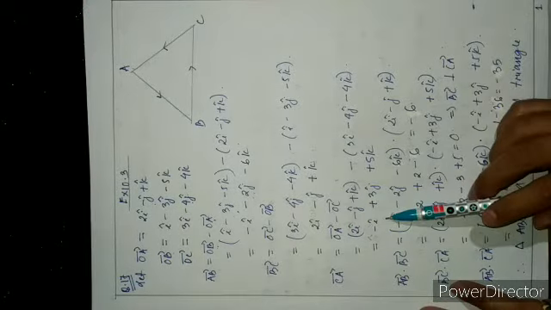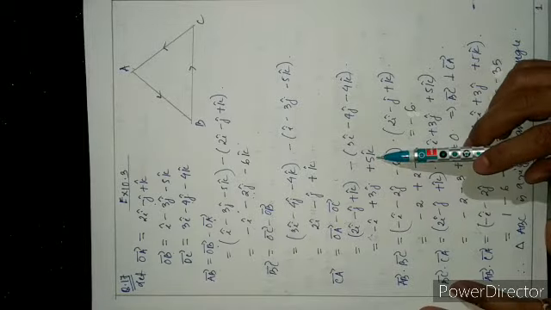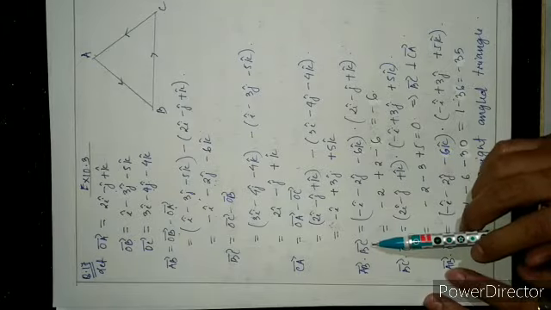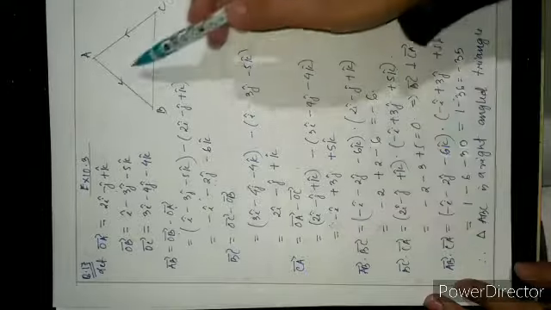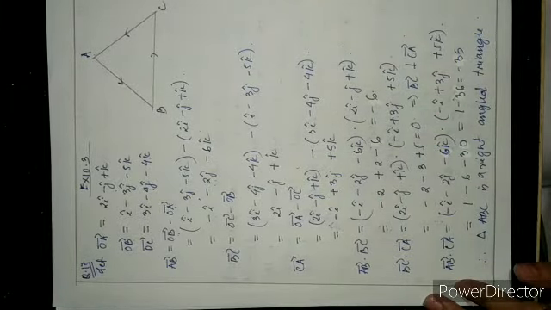Subtract them: minus i cap plus 3j cap plus 5k cap. Then find the scalar product of any two of these three sides.